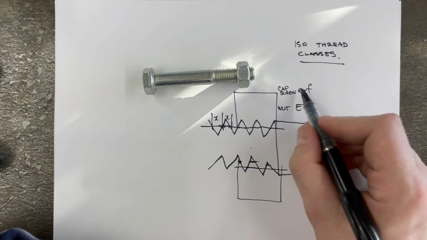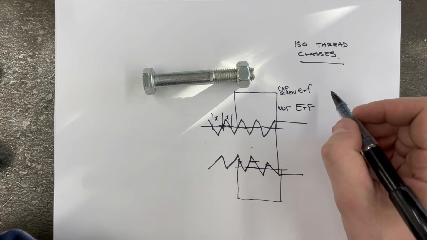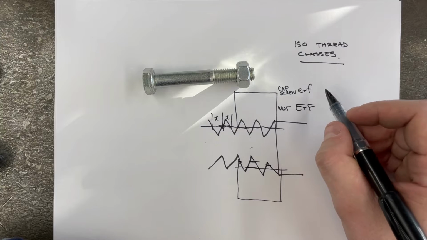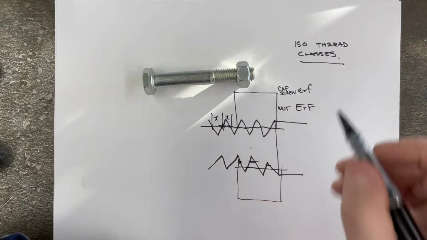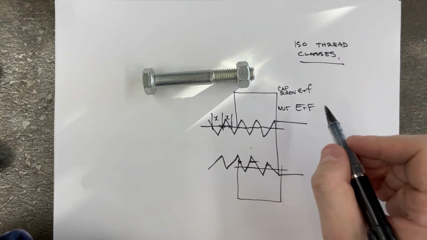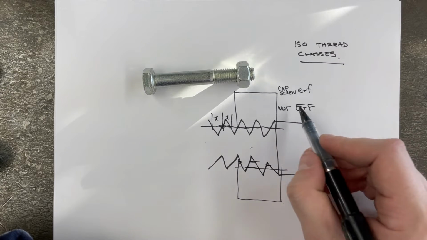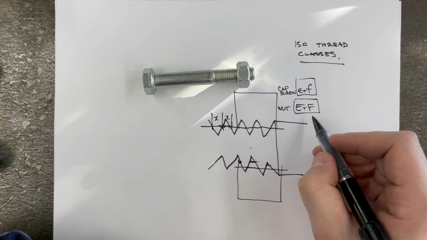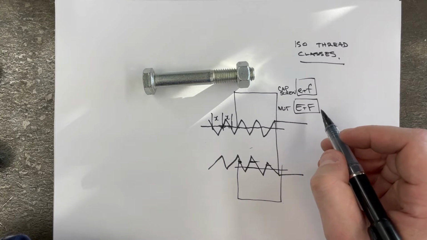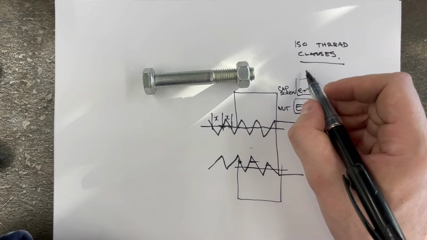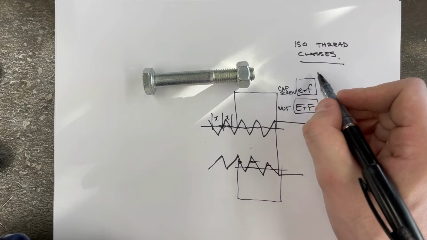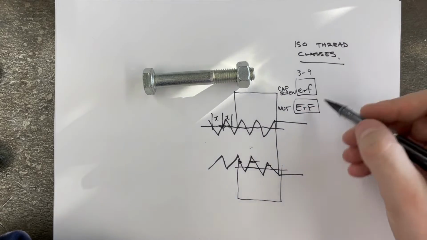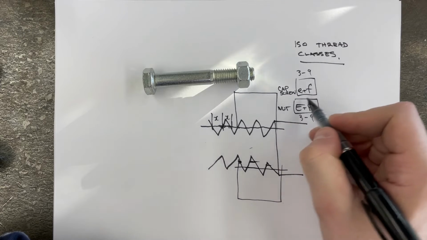Okay, so these E's and F's are your tolerance classes, and they're combined with your position and your grade to make up your thread class. So these would be your tolerance positions, E and F. And then compared to that, you'd look at your tolerance grades. So your tolerance grade is going to be a number between 3 to 9, and that's going to tell you how much of a deviation that you have in between these two. So E to F is loose.